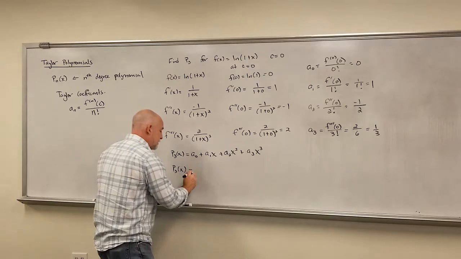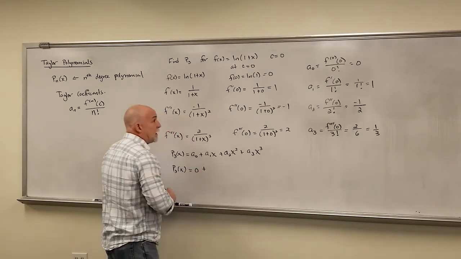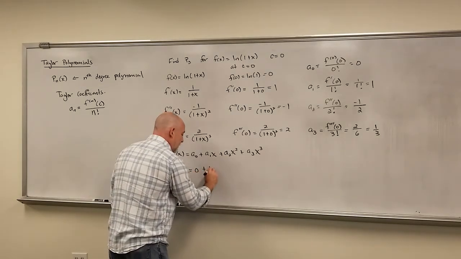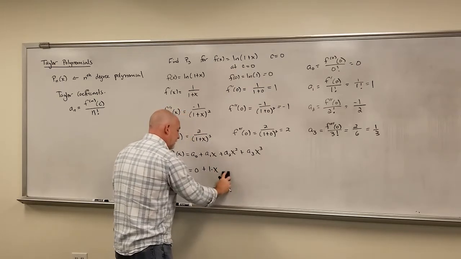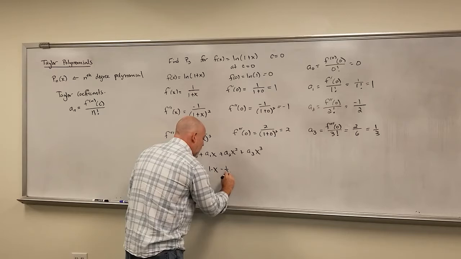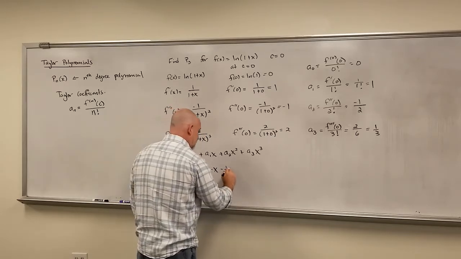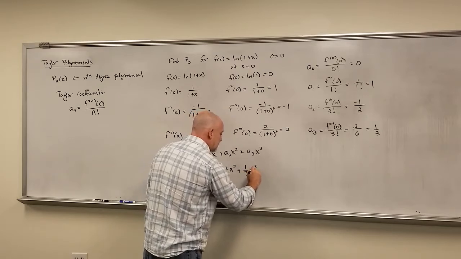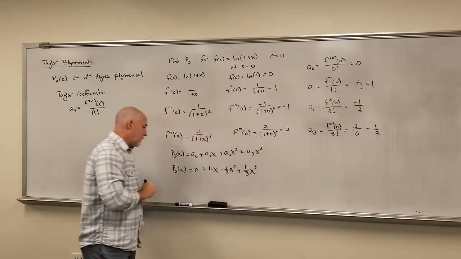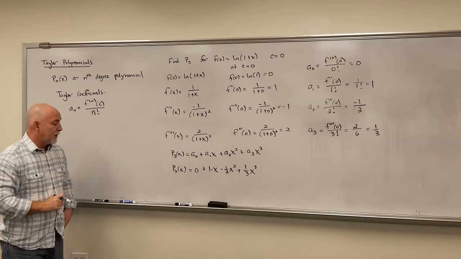We know A0 is 0. I'm going to go ahead and write it there. A1 was 1, so that's 1 times x. A2 was negative 1/2, so let me write that as a minus 1/2 x squared. A3 was 1/3 x cubed. And there we go. There's our third degree Taylor polynomial.